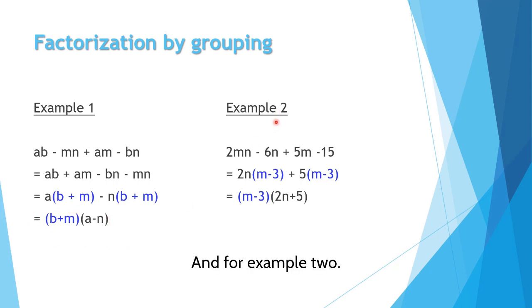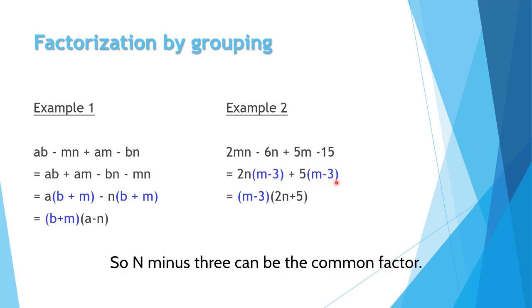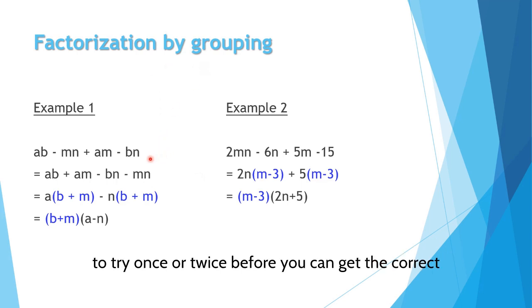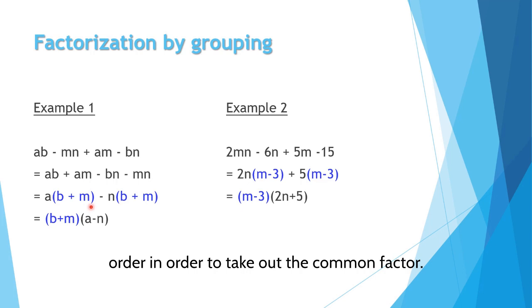And for example 2, we can see from here already these two can be seen as two different groups. Because when you take out 2n, here it gives n minus 3. And then when you take out 5, here it gives n minus 3 as well. So n minus 3 can be the common factor. And then here should be the final answer. So in other words, for doing the grouping, sometimes you need to try once or twice before you can get the correct order in order to take out the common factor.